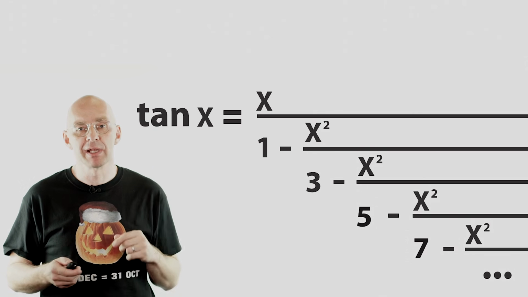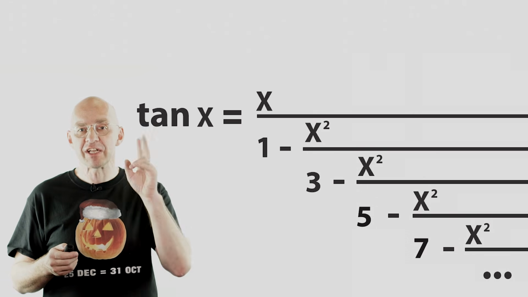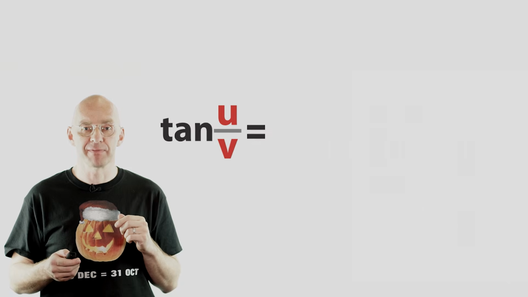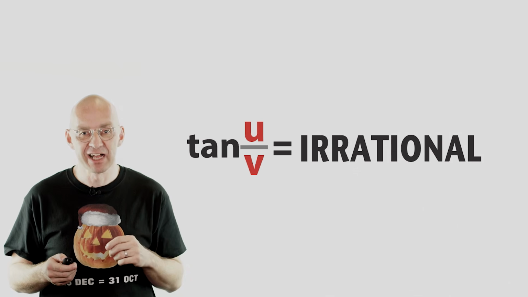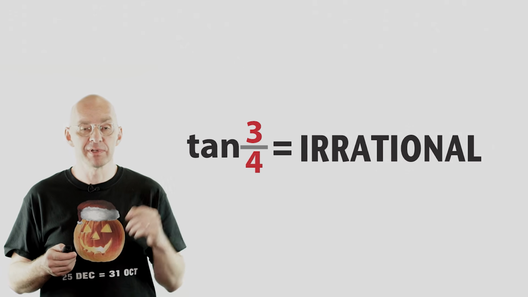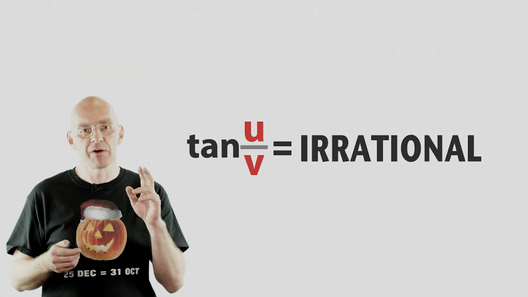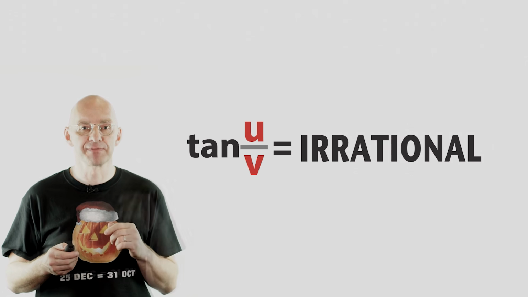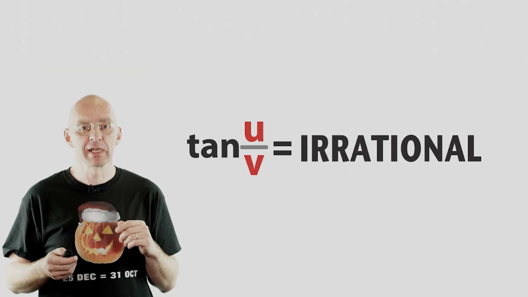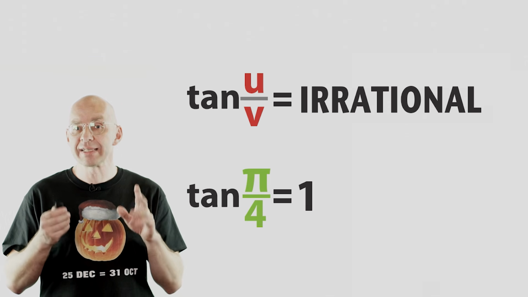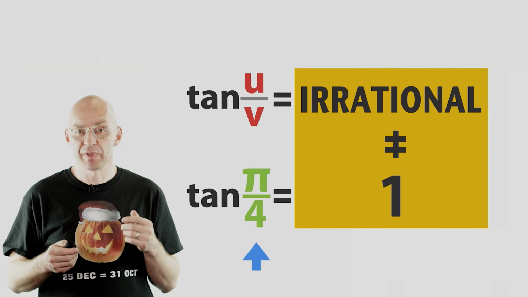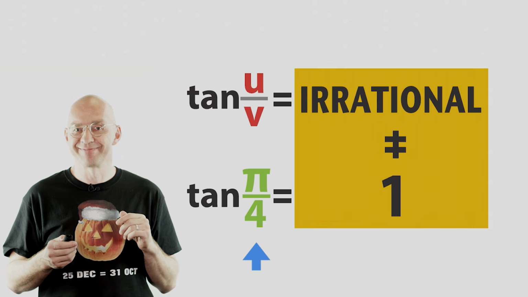In step 2, Lambert shows that if you plug in any rational number for x other than 0, you always get an irrational number. That's pretty amazing, isn't it? So tan of 1/2, of 3/4, all these numbers are irrational. But now the third and final step is really easy. You all know from school that tan of pi over 4, that's tan of 45 degrees, is equal to 1. But of course, the number 1 is not irrational. And this implies that pi over 4 cannot be written as a fraction u over v.